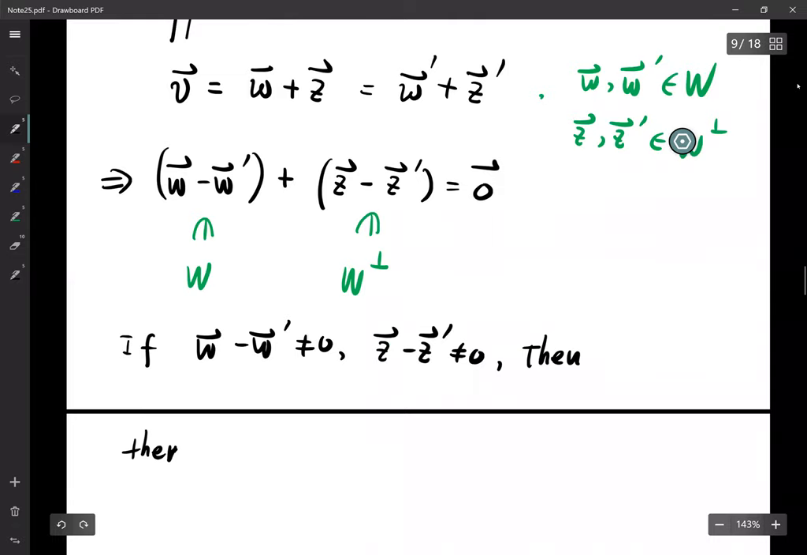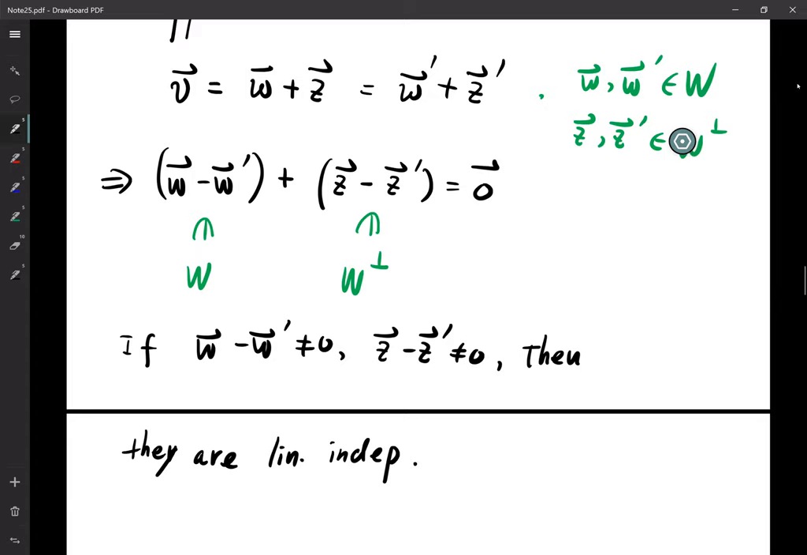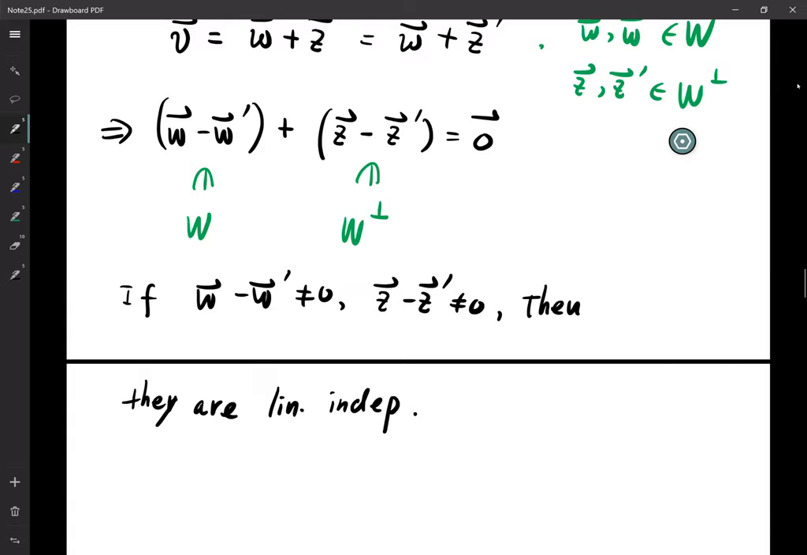independent, so their addition cannot be zero, because if their addition were zero, it means that if I solve the vector equation x1 times (w minus w prime) plus y1 times (z minus z prime), taking x1 equals 1, y1 equals 1, it solves the equation, and (1, 1) clearly is not a trivial solution, so contradiction. Therefore, the only possibility is W equal to W prime, Z equal to Z prime, and therefore uniqueness.